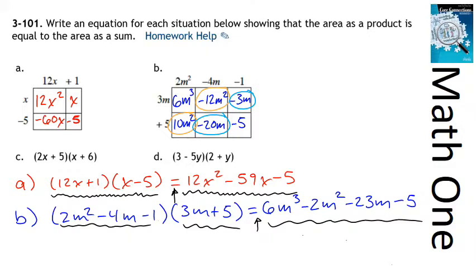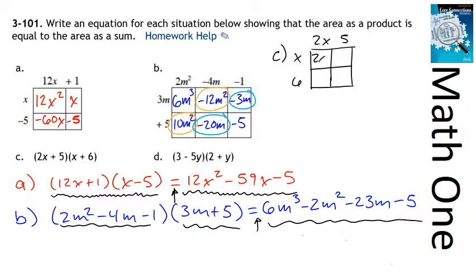Now, C and D don't provide me with an area model, so I'm going to sketch an area model and set up an appropriate one. And for C, the dimensions that I have, I can write a 2x and a plus 5, and then I could write an x and a 6 if I want. So if I look at them, I could figure out the area in each box.